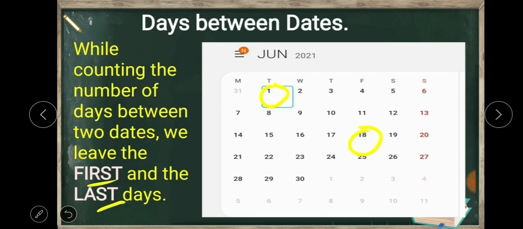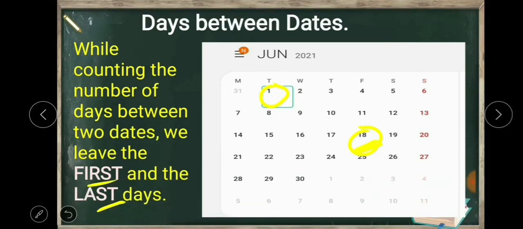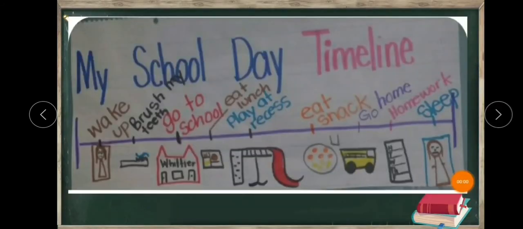We are finding the number of days between June 1st and June 18th. Right? So we need to leave the first and last dates according to this rule. Then count the dates between these two dates. So 1, 2, 3, 4, 5, 6, 7, 8, 9, 10, 11, 12, 13, 14, 15, 16. So how many days are between June 1st and June 18th? 16 days. Clear, children?